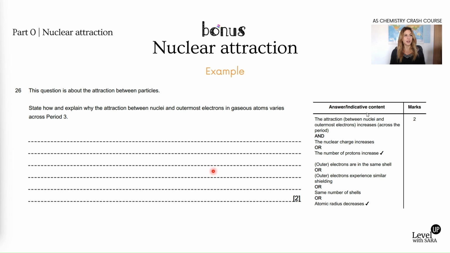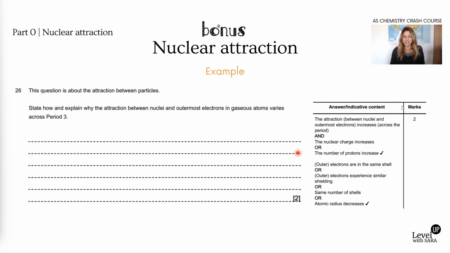In fact, look at this exam style question about the attraction between particles. State how and explain why the attraction between nuclei and outermost electrons in gaseous atoms varies across period 3. The way to explain it is: the attraction, we can call it nuclear attraction, increases, or the nuclear charge increases, or the number of protons increases. Why? Because the electrons are in the same shells, and the number of protons increases. Those are the two key things. Either same shielding, higher nuclear charge, or you can explain it in terms of structure.